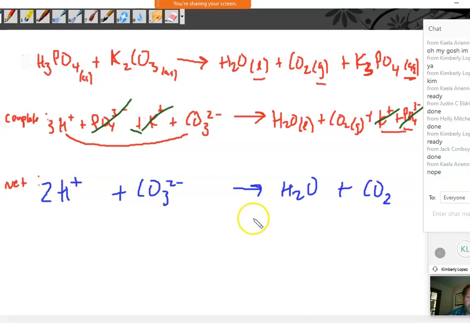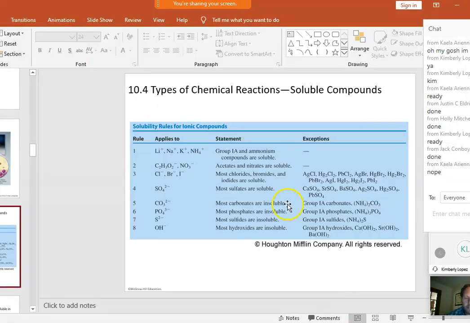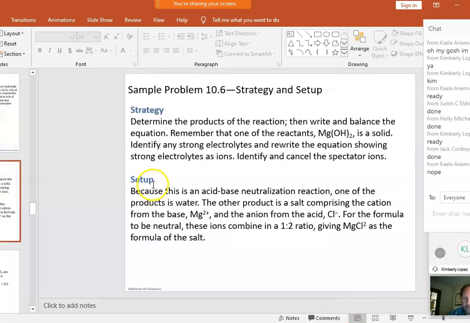Okay, so that's the last reaction, the one that forms a gas, which is our CO2 in this case. Like I said, it fits under the double replacement neutralization reaction. And I believe that is it for the chapter.